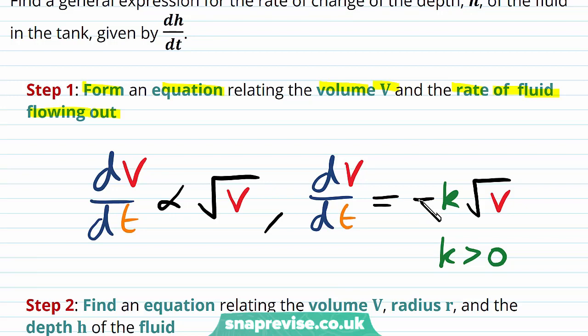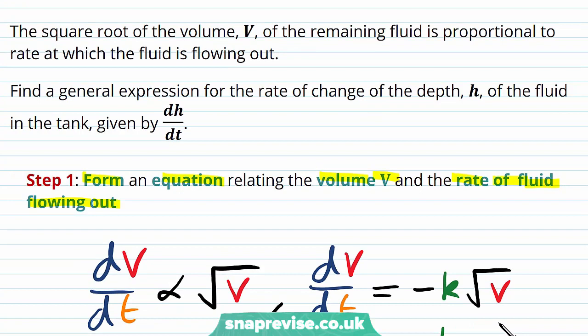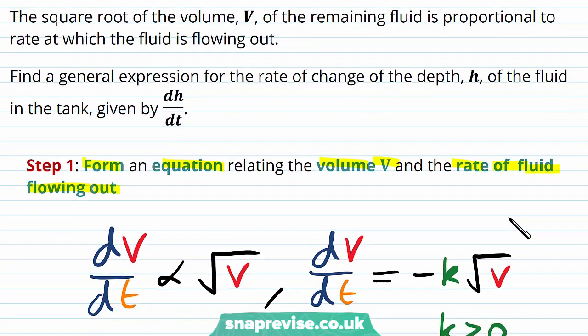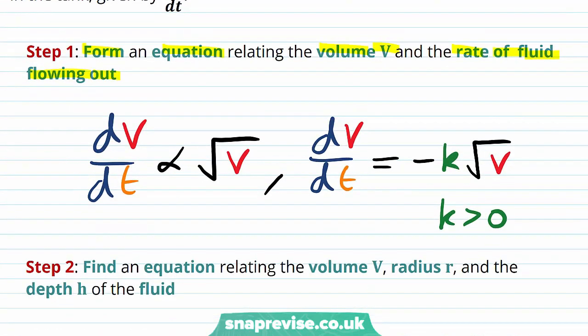here is because we want to have k being strictly greater than 0, and also we're told that the fluid is flowing out. And dV by dt is the rate at which the volume changes. Flowing out corresponds to decreasing volume, and therefore we need to have a minus sign to accommodate for that.